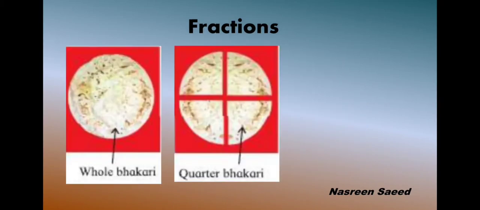Now let us see quarter. One bhakri has to be divided equally between 4 people. When it is divided into 4 equal parts and 1 part is given to each person, each share is a quarter of the whole bhakri. It is read as one fourth or a quarter. So I hope you understand half and quarter, or 1/2 and 1/4.